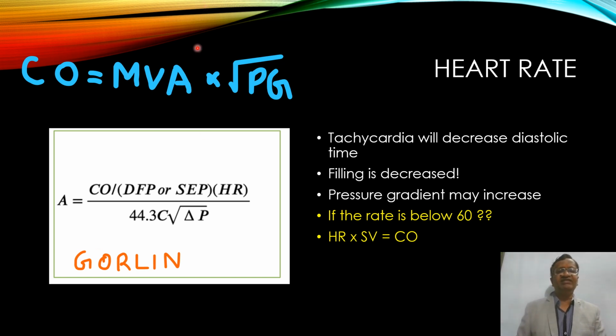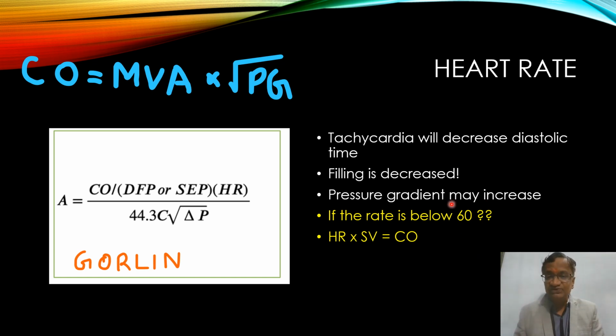Cardiac output is mitral valve area into root of pressure gradient, that is Gorlin's formula. So what I want to say is, if the cardiac output has to increase in a fixed mitral valve area, the pressure gradient has to square. The pressure gradient has to square in a fixed mitral valve if the cardiac output is going to increase. Okay. If this is fixed, then your heart rate, SEP, all these things will be mattering. And the heart rate also will decrease your diastolic time. Filling is decreased, so pressure gradient may increase.